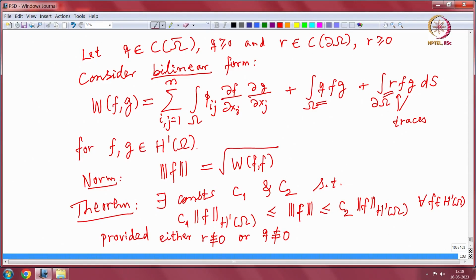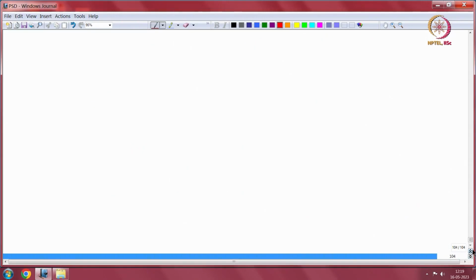So, in the language of functional analysis, we say that this triple norm is equivalent to the H1 norm. So, one part of the proof is almost trivial. Okay. So, proof. So, the easy part, okay, just look at W(f, f).